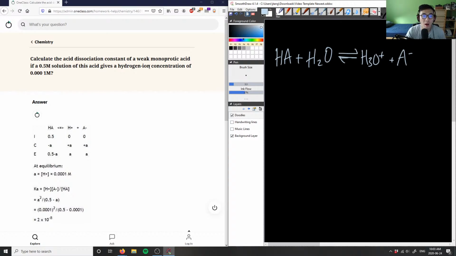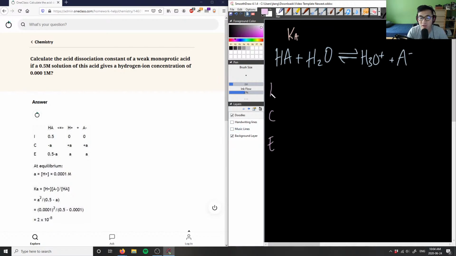So we have some initial concentration, and we want to calculate the acid dissociation constant. What is that? Well, that's simply the Ka of this expression. We want to find our Ka. In order to do that, we want to create an ICE table because we know this is in equilibrium and we have our initial concentration. So let's write down our ICE table.